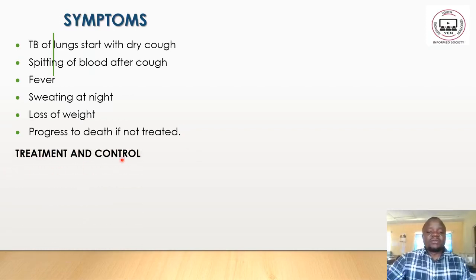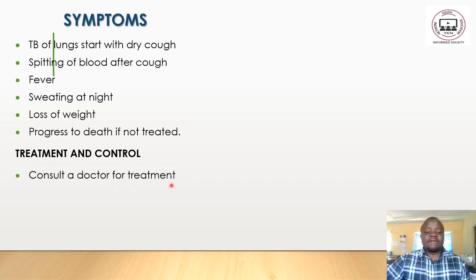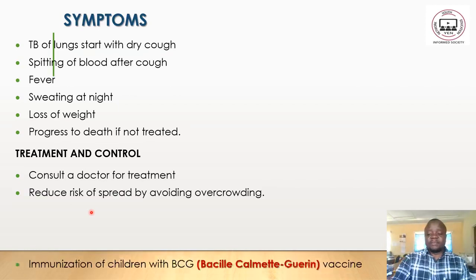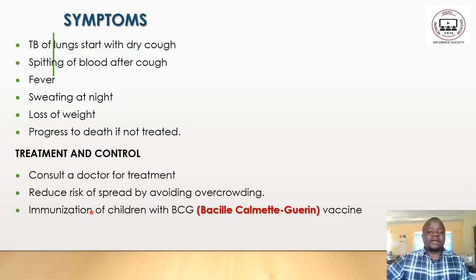Treatment and control. How can we treat and control tuberculosis? Number one, consult a doctor for treatment. Number two, reduce the risk of spread by avoiding overcrowding. Don't be found in overcrowded areas, because at times you may catch the mycobacterium bacteria.